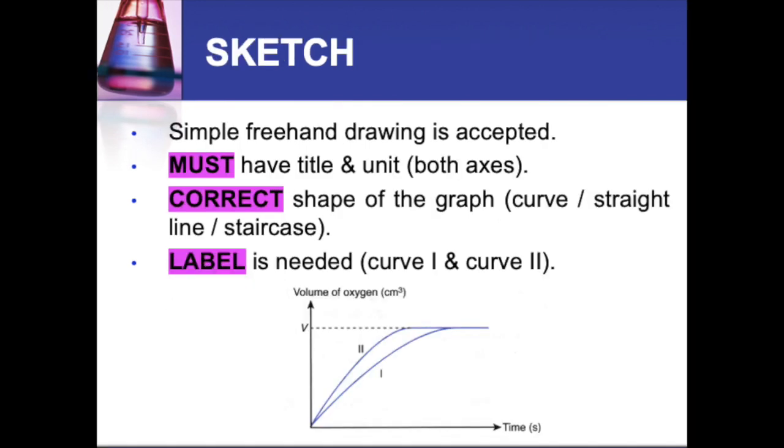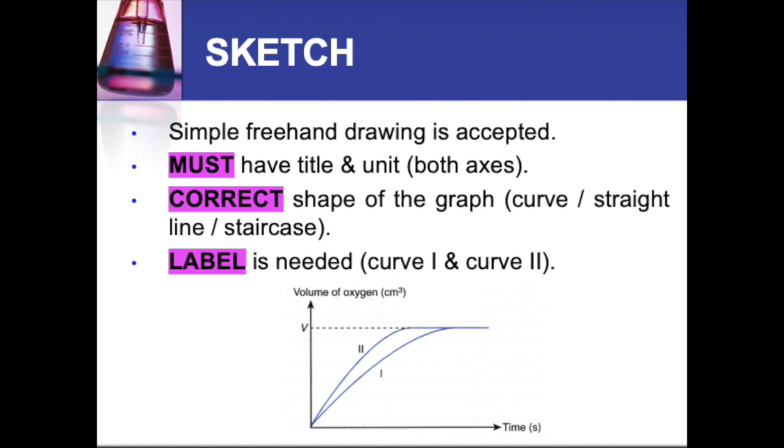The next keyword is sketching. We only need students to draw or sketch your graph using freehand. But what do we need in your sketching? We must have title and unit in both axes. And you are going to give a correct shape of the graph, either a curve, a straight line, or a staircase graph. And number 3, you are going to label your curve. If you are producing a curve, make sure that your label is on the steep part, the gradient of your graph. Do not put it on the linear part of your graph to prevent misunderstanding.